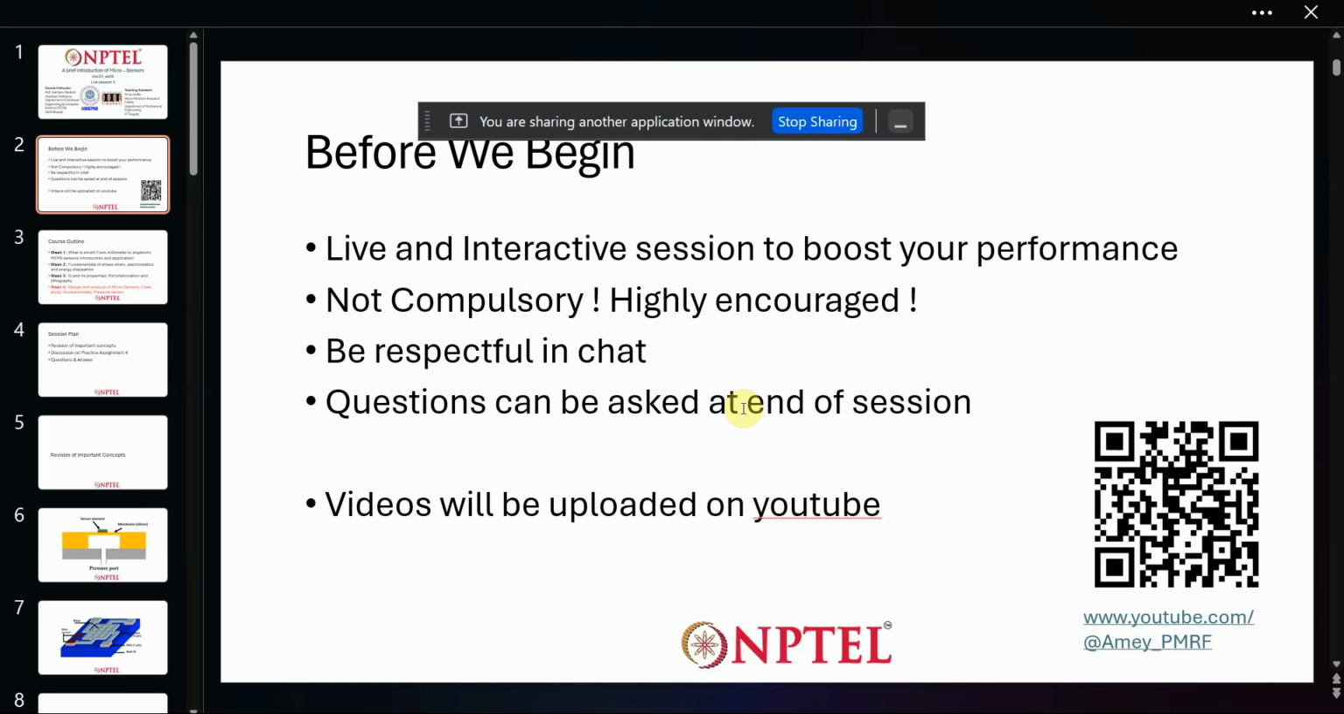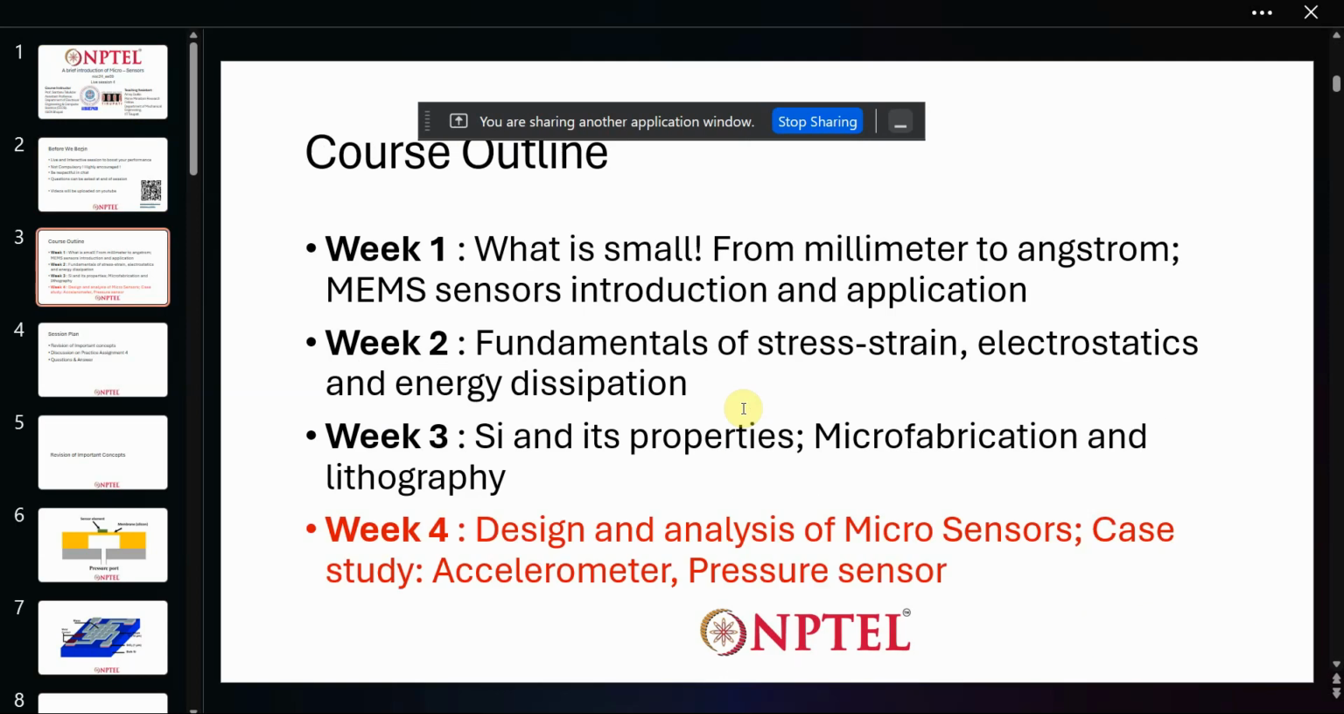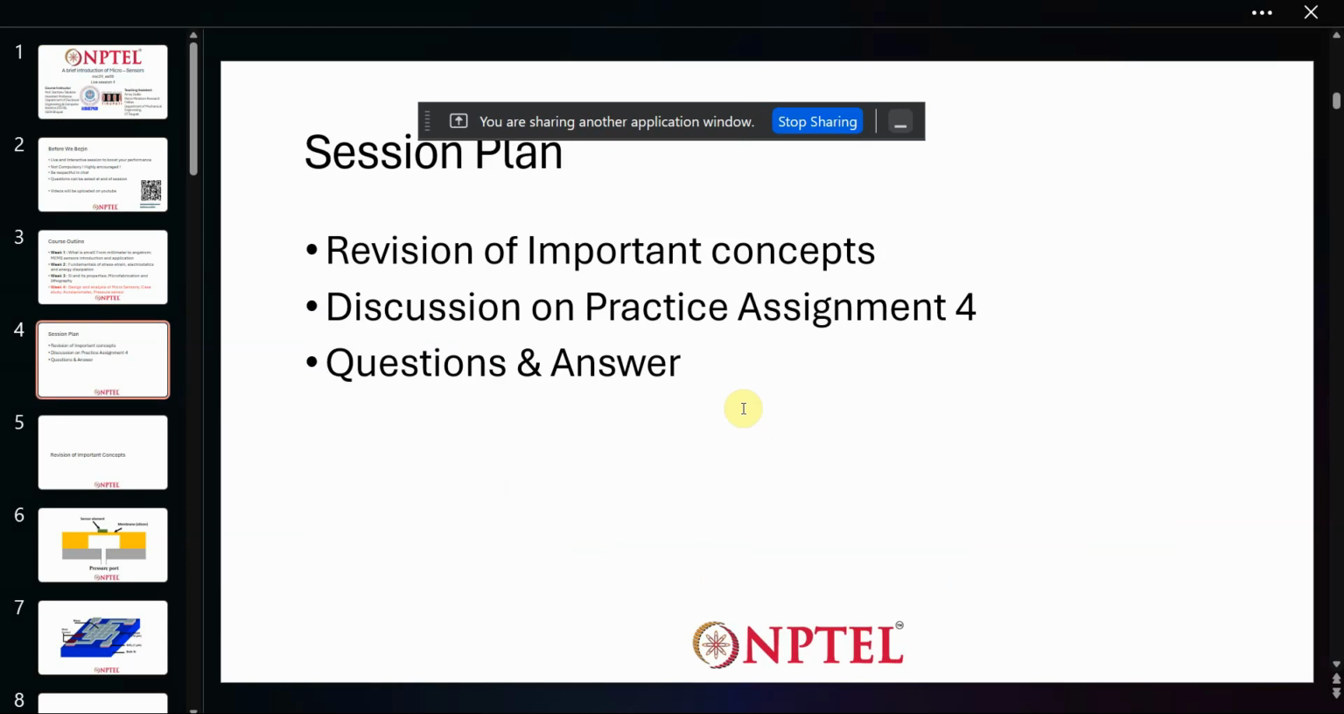So let's go through the course outline first. This is a 4-week course and we are in the 4th week. So this is the last problem solving session. After this there might be one revision session just before the exam, but we are done with weekly sessions as of now. The session plan today: we'll revise some important concepts, then we'll do a discussion on practice assignment 4, and then we'll move on to question and answers.